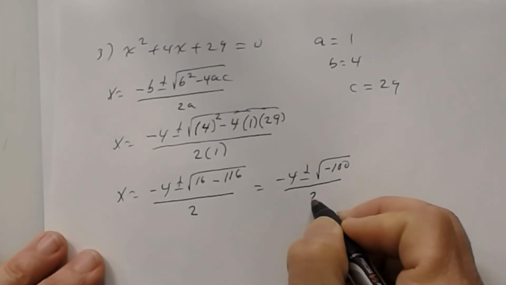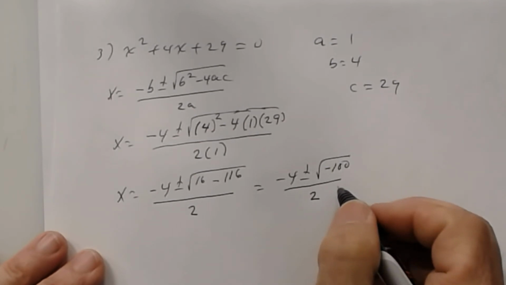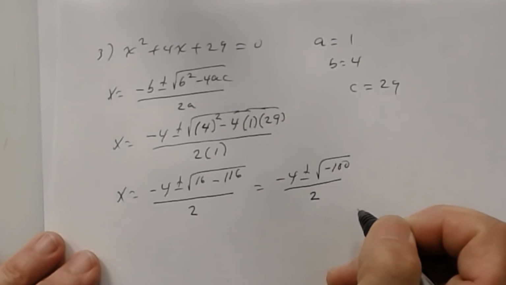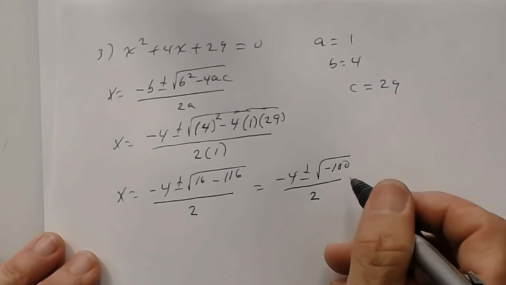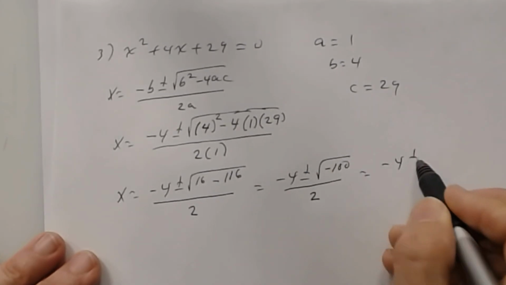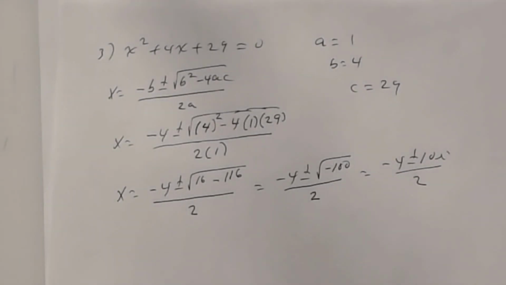all over 2. Now before I go on, is this going to be rational, irrational, or imaginary? Imaginary. Okay. What's the square root of negative 100? 10i. All right, so negative 4 plus or minus 10i all over 2. That's where I'm at.